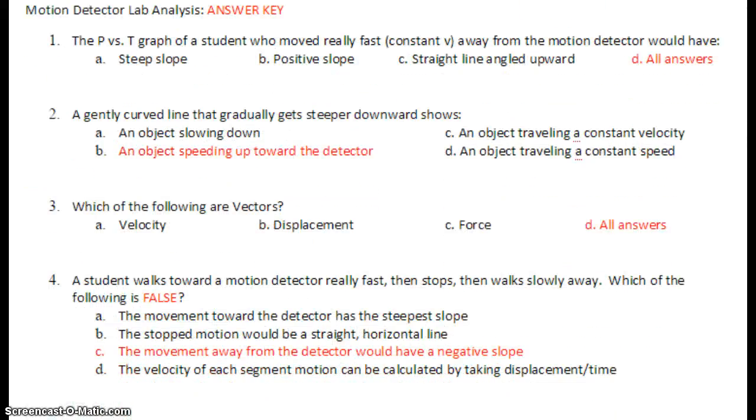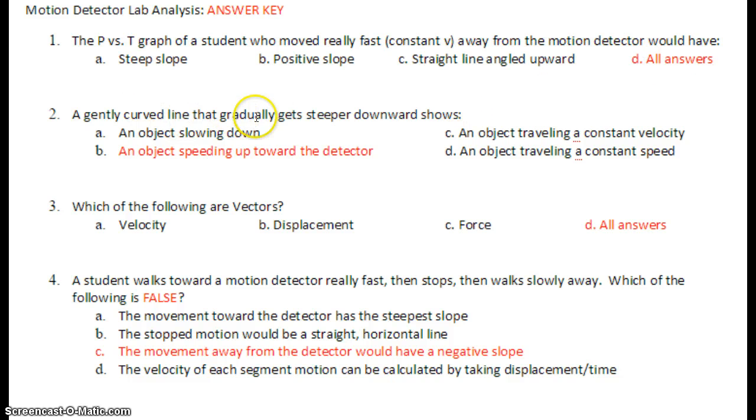So check this out. The position time graph of a student who moved really fast at a constant speed or velocity away from the motion detector would have a steep slope, it'd be a positive slope, and it would be a straight line angled upward. Away from the motion detector gave us a positive upward angled slope, so D, all the answers apply.